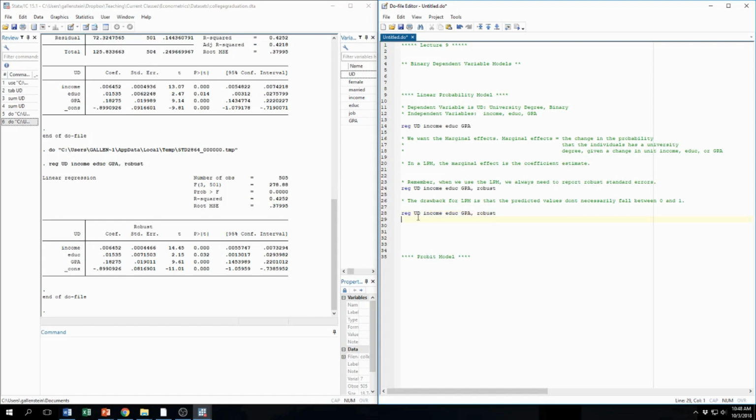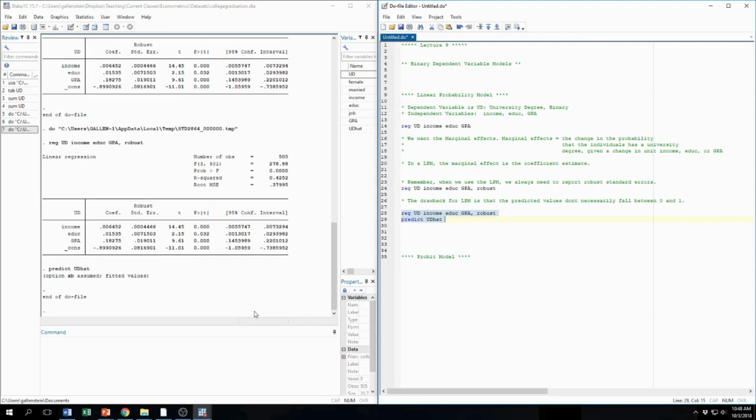So when I say predicted values, that means we're generating the predicted probabilities that an individual will have a university degree or not. So what we do is we do predict. I'm just going to give it a name. We'll call it UD hat. All right, so this is going to be the predicted variable for the dependent variable. Predicted UD hat. We're going to calculate this.